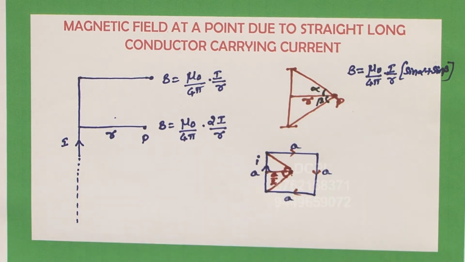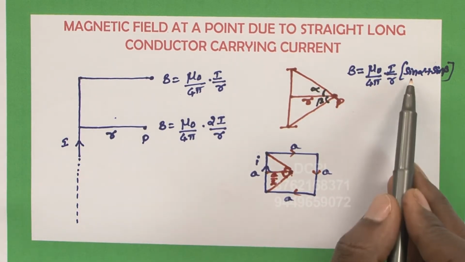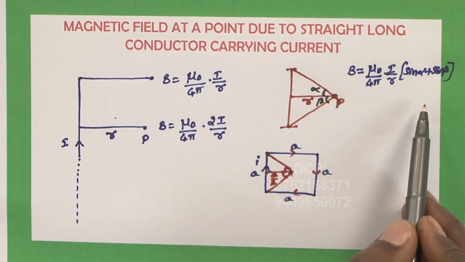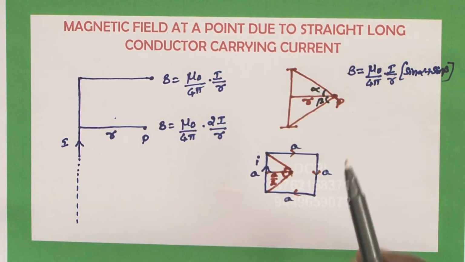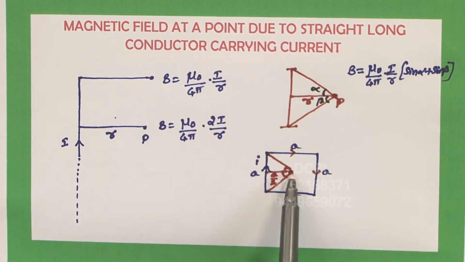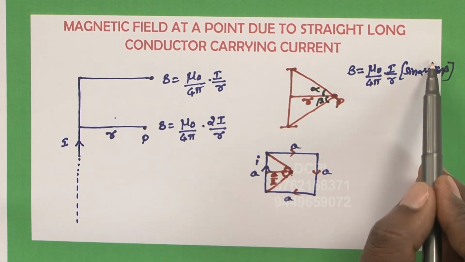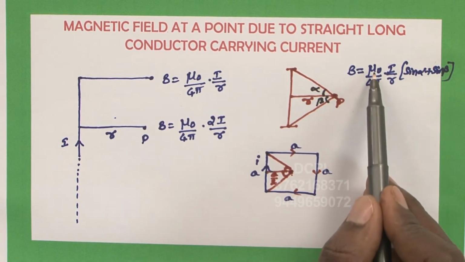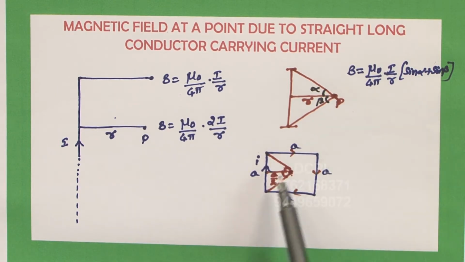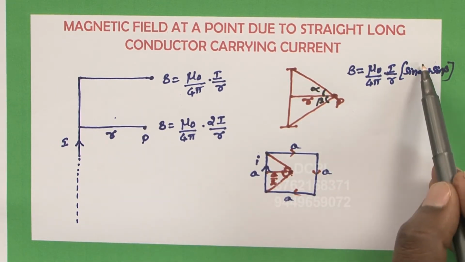Alpha is 45, beta is 45, therefore sin 45 plus sin 45, that is 1 by root 2 plus 1 by root 2, that is nothing but root 2. So the magnetic field is mu naught by 4 pi into I divided by the perpendicular distance, that is a by 2, into this bracket term, that is root 2. So it becomes mu naught by 4 pi I by r into root 2; r can be replaced with a by 2, so it becomes 2 root 2.